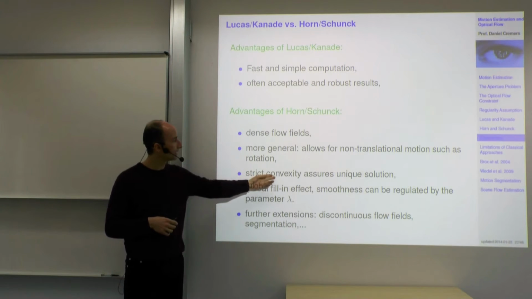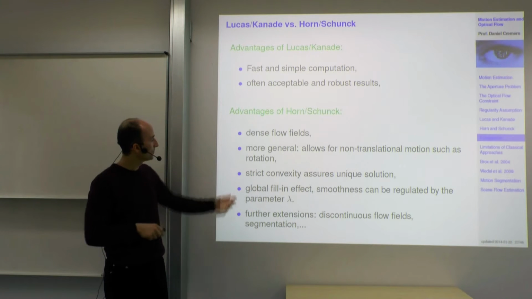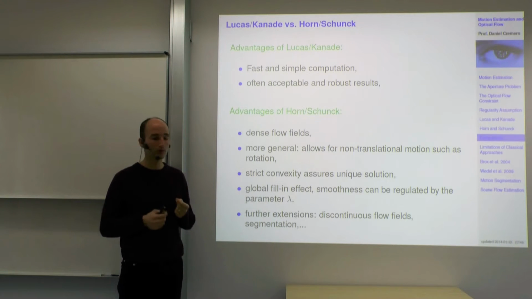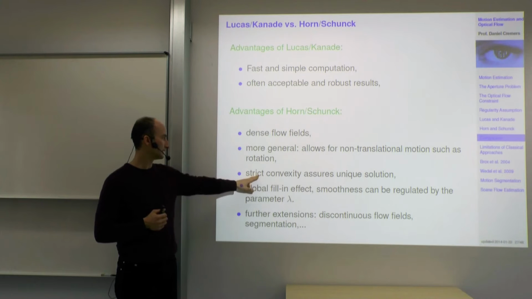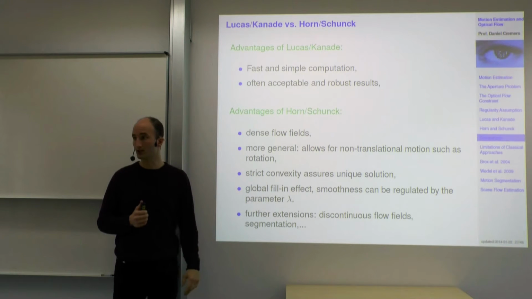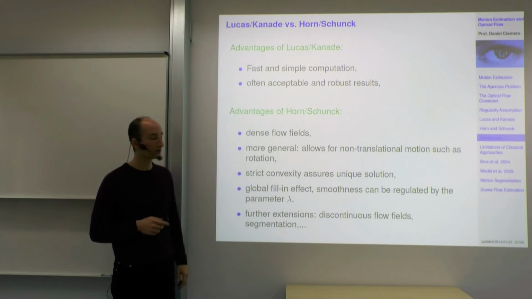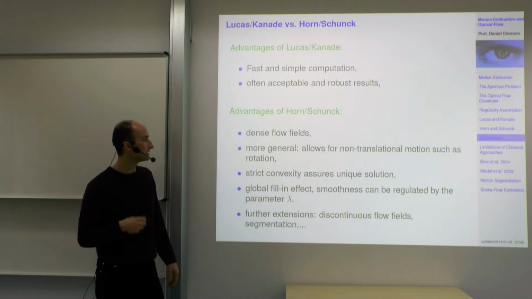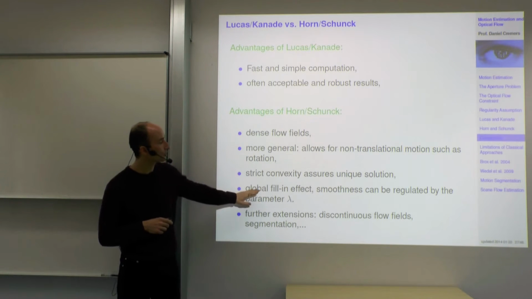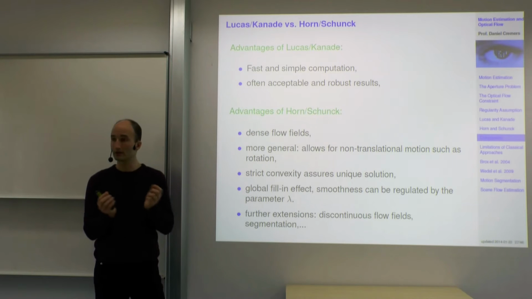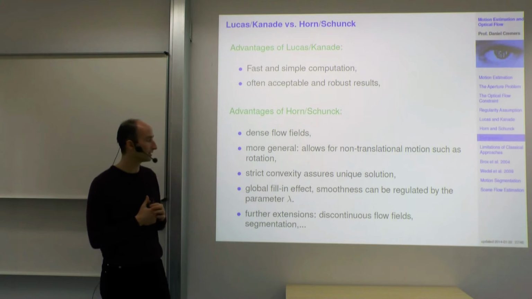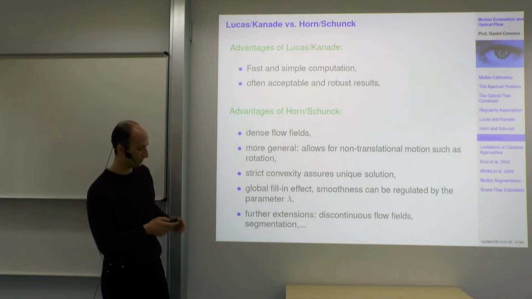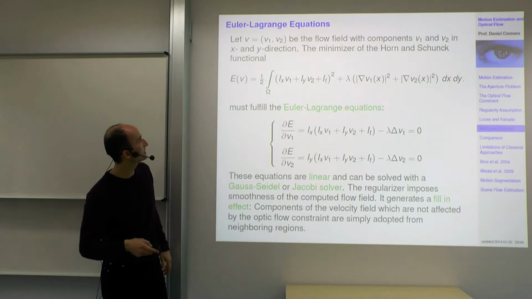It allows a very nice mathematical analysis once you linearize the flow constraint, and then you have a cost function that is convex. So this Horn and Schunck cost function is actually convex, and so you have existence of solutions, etc., that you can prove. Also, there is this global fill-in effect through the variational setting, through this regularity term that we have in the Horn and Schunck. I'll go back so you see it.